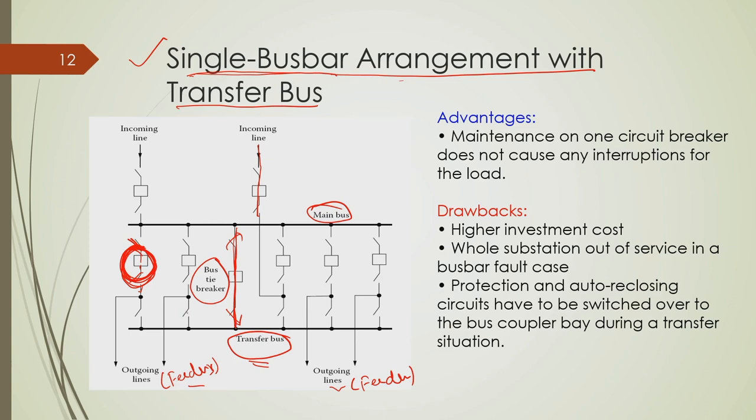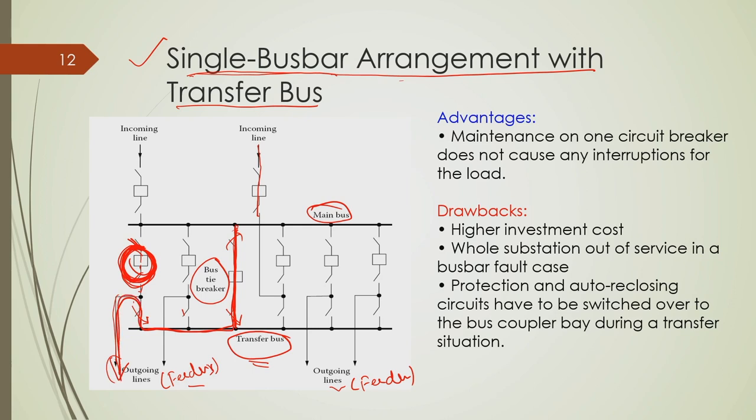And prior to that, we need to switch on this isolator, and thereby we can transfer the power of that particular feeder through this path. See, if this is the circuit breaker corresponding to that particular feeder, this circuit breaker is under maintenance while that particular feeder gets supply through this transfer bus and tiebreaker arrangement. Okay.